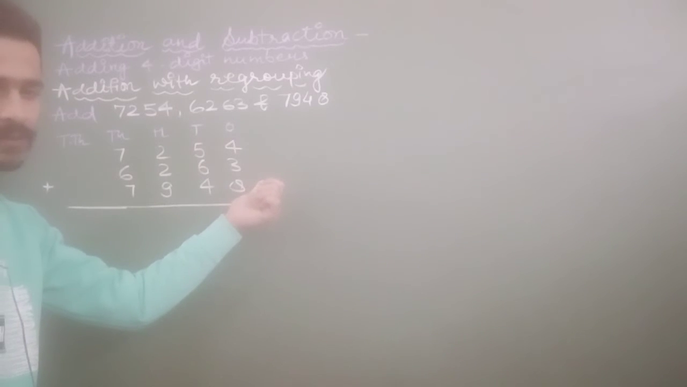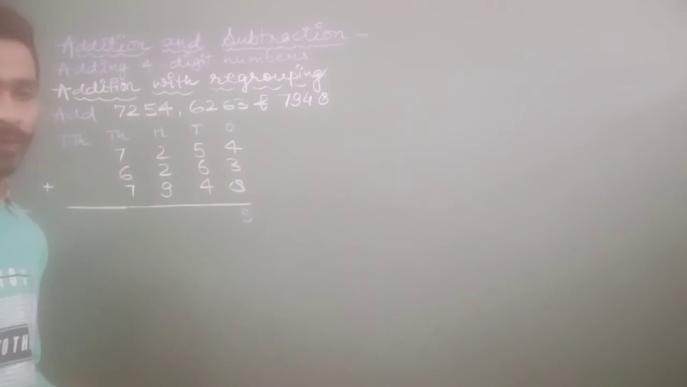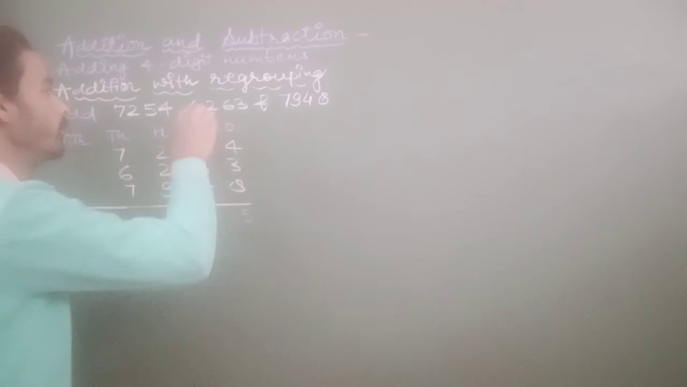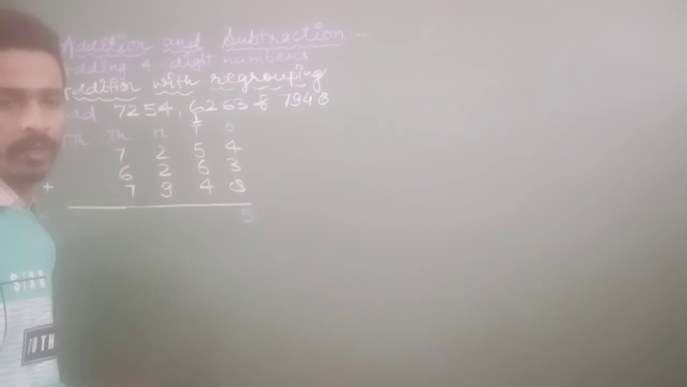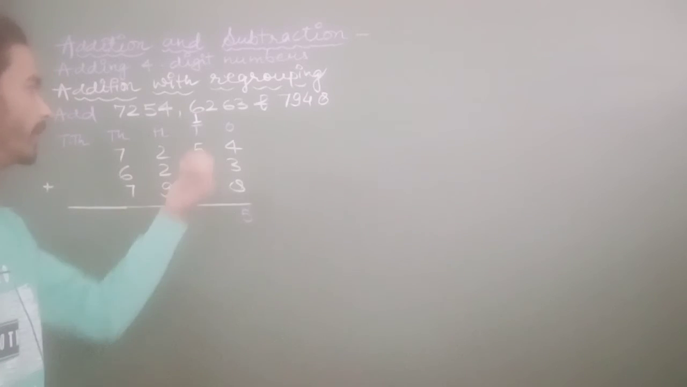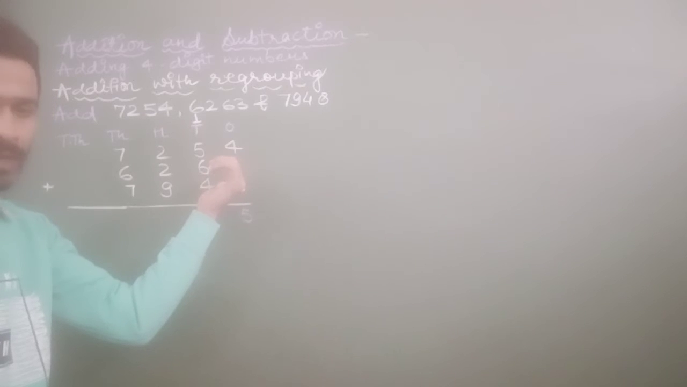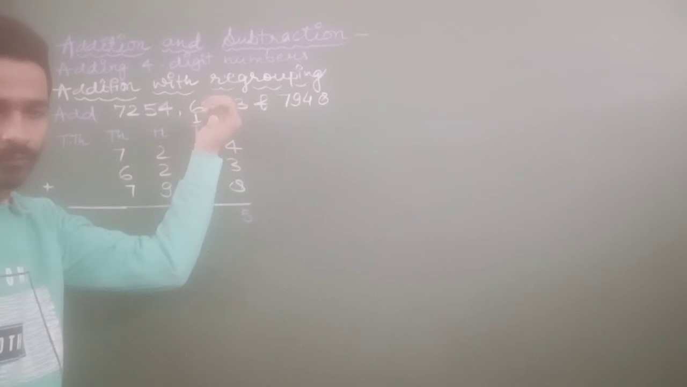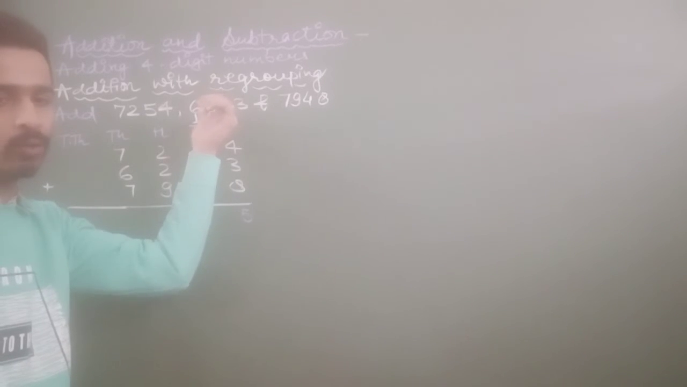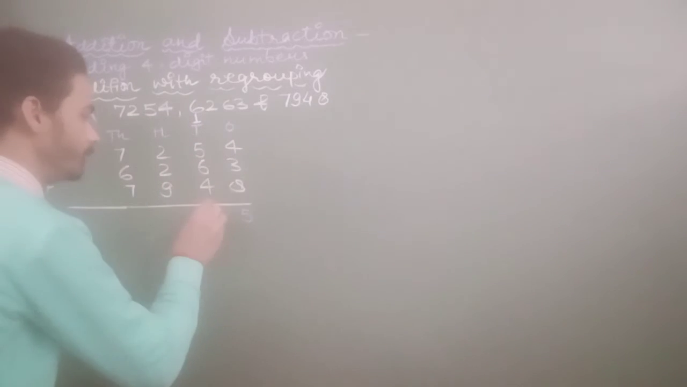Carry over 1 ten to the tens column, and after that add the tens. 5 tens plus 6 tens is 11 tens, plus 4 is 15 tens, and 1 carried over from the ones, that is 16 tens. Regroup 16 tens into 1 hundred and 6 tens, and write 6 in the tens column.